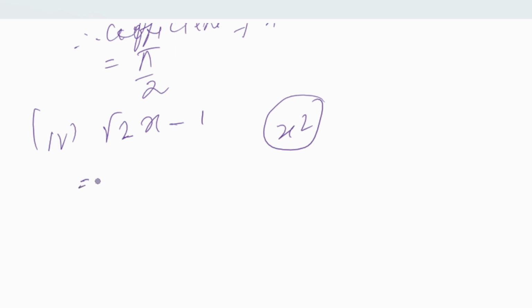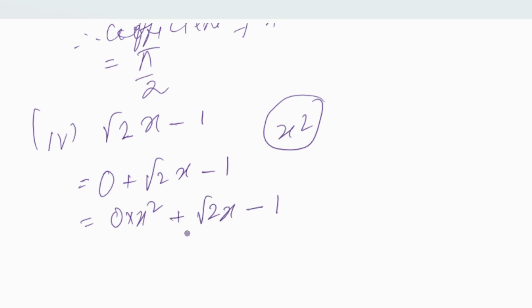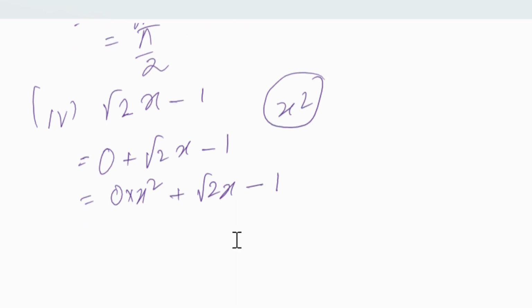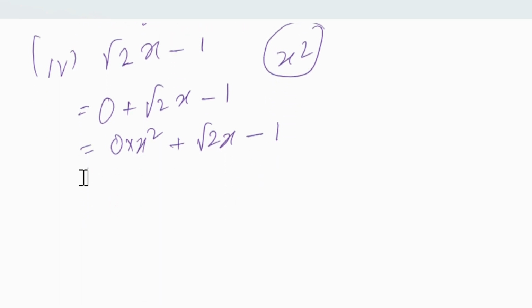So this I can write as 0 plus root 2x minus 1. Instead of 0 I can add 0 into x square, same, 0 and 0 into x square is the same. I'll bring this x square term here because I need it, plus the same root 2x minus 1. Now what is the coefficient of x square in this case? What is the number before x square? 0. So the coefficient of x square is 0.